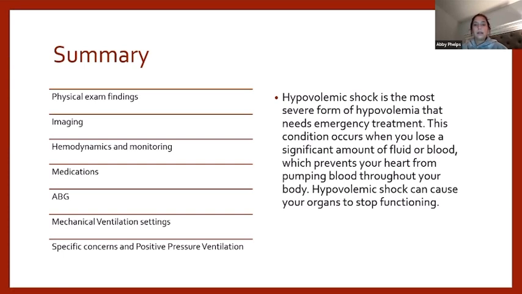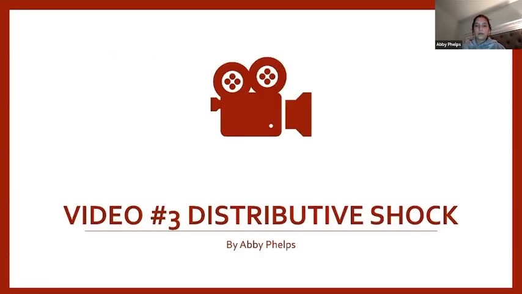So your vent settings. Hypovolemic shock is a severe form of hypovolemia that needs emergent treatment. This condition occurs when you lose a significant amount of fluid or blood, which prevents your heart from pumping blood throughout your body. Hypovolemic shock can cause your organs to stop functioning. All right.